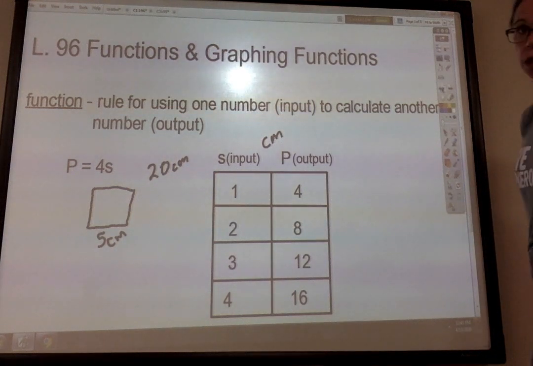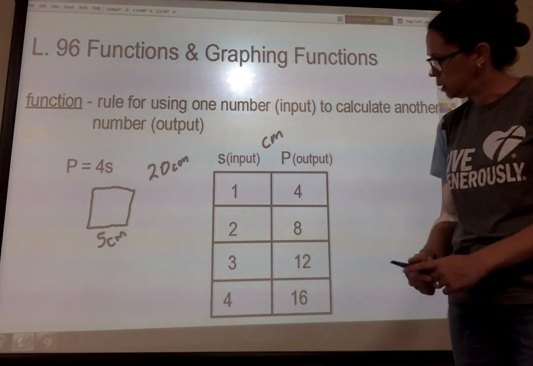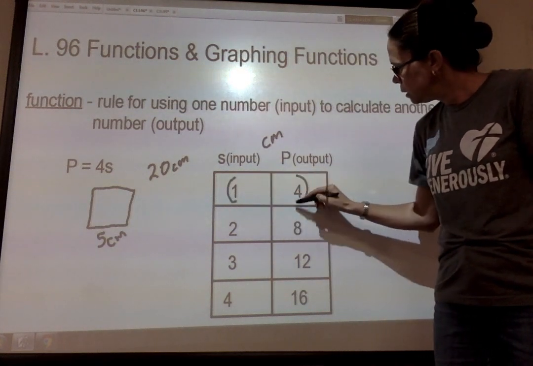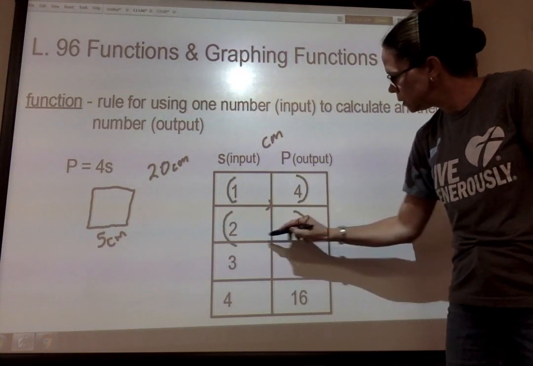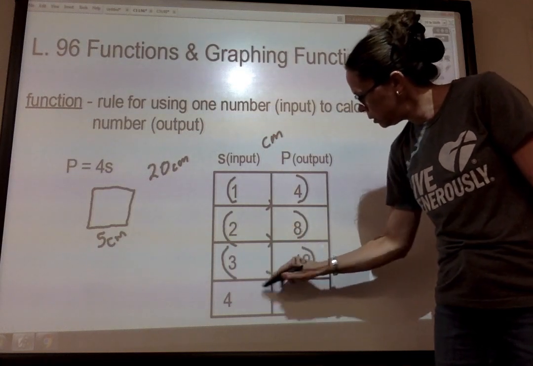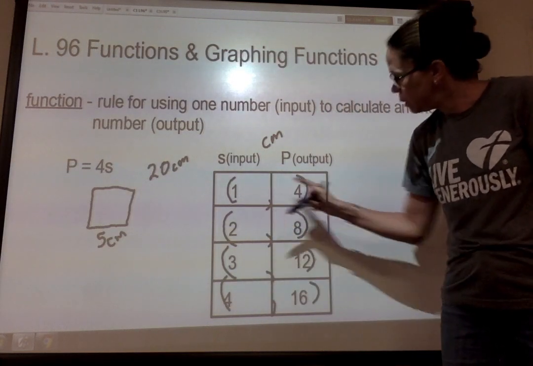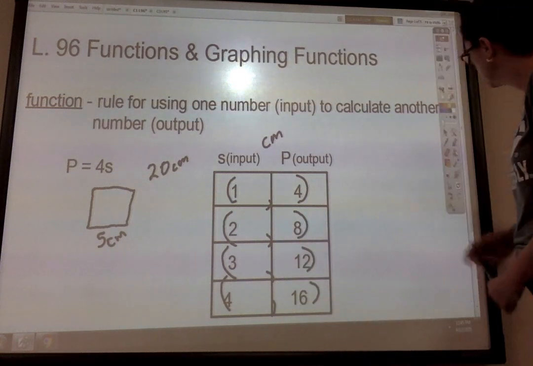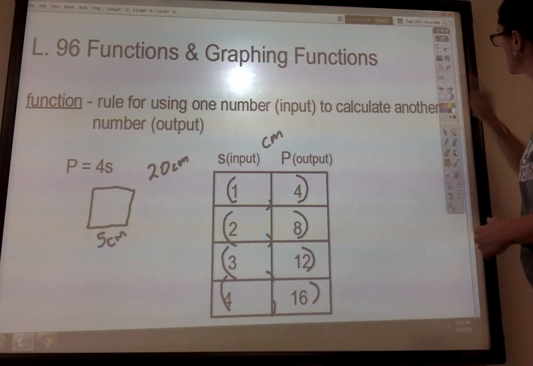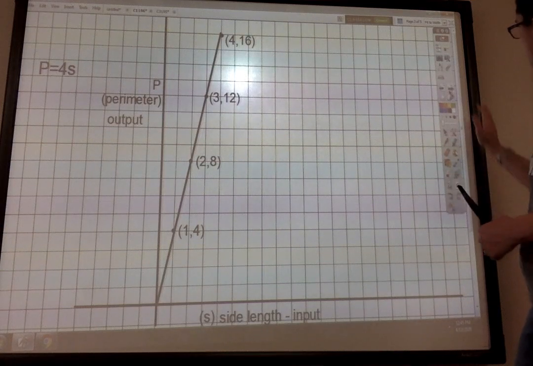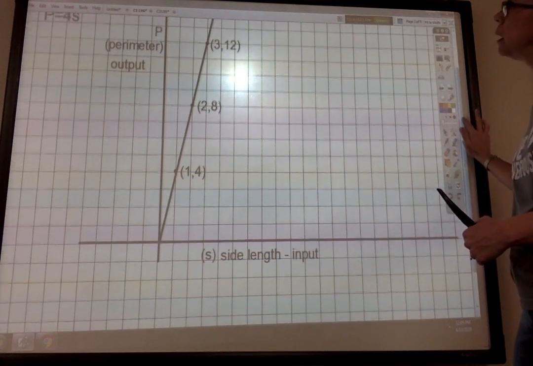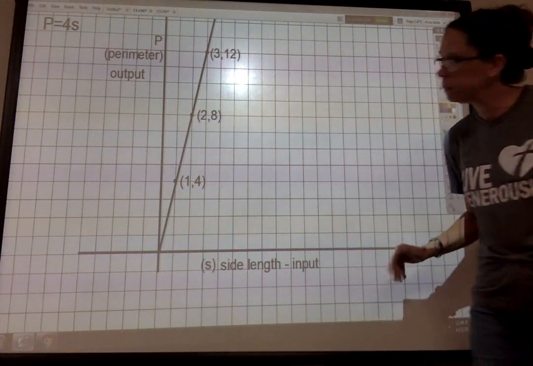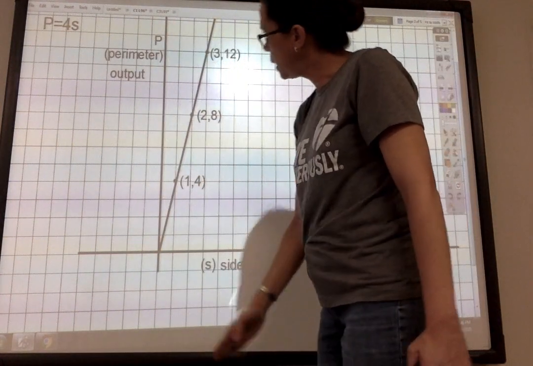Now with this information, we can actually graph it, okay, because our input and our output become coordinate pairs. Okay, does that look familiar? 1, 4, 2, 8, 3, 12, 4, 16. Okay, so typically we think about our input number as on our x-axis usually, and our output number on the y-axis.